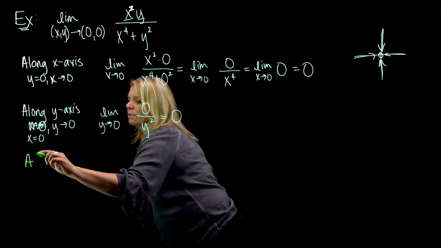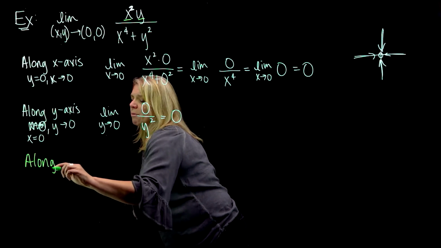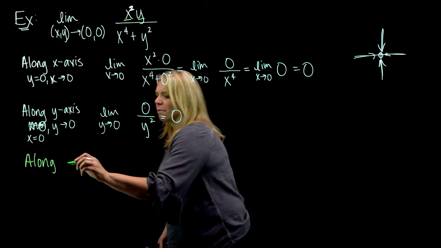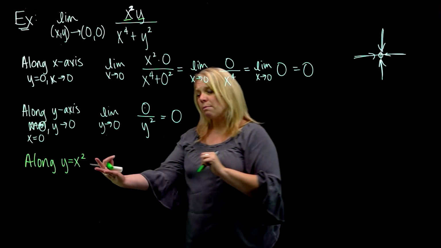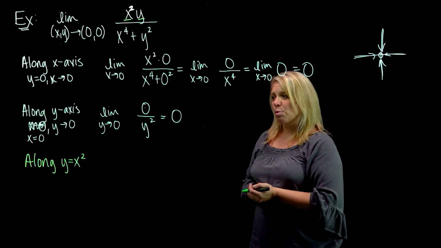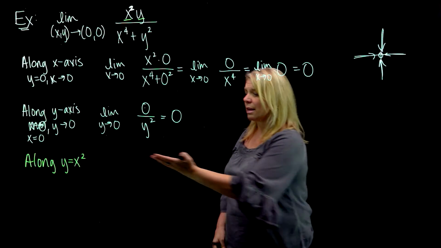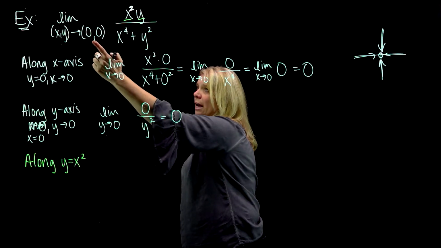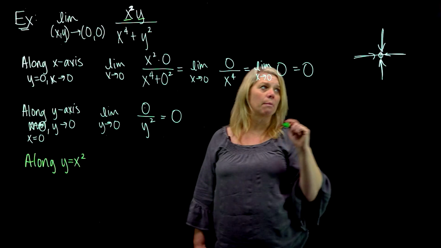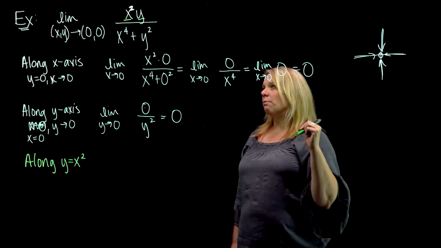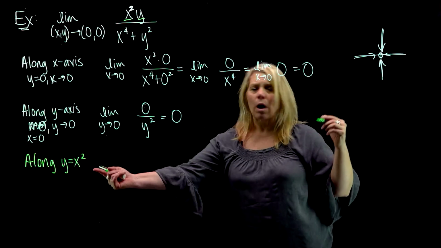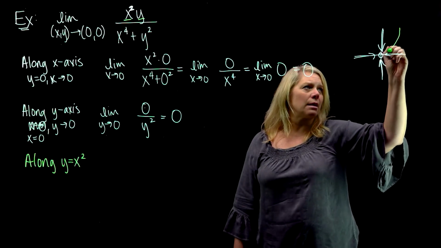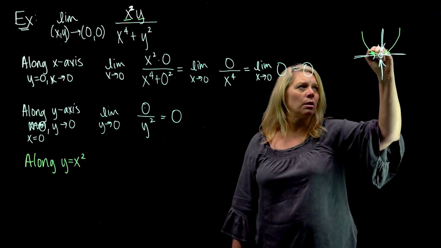So let's do that one here. I'm going to pick just kind of the most basic parabola along y equals x squared. You need to make sure that if you're picking a path of approach, that the path you're choosing actually does approach the point you're supposed to be approaching. So if my point was, say, (0, 1), then y equals x squared is not a good path because that does not approach (0, 1).